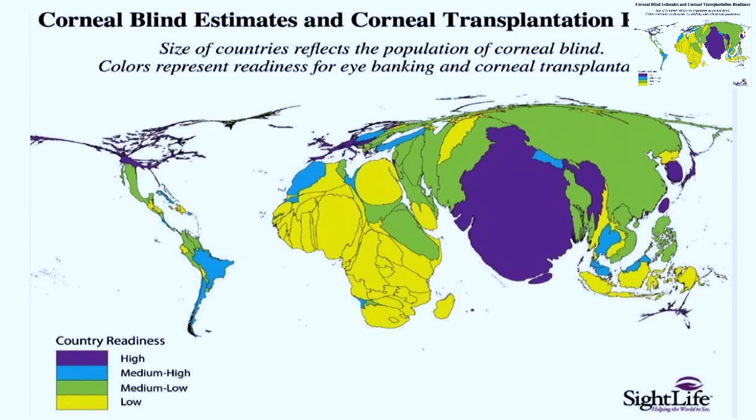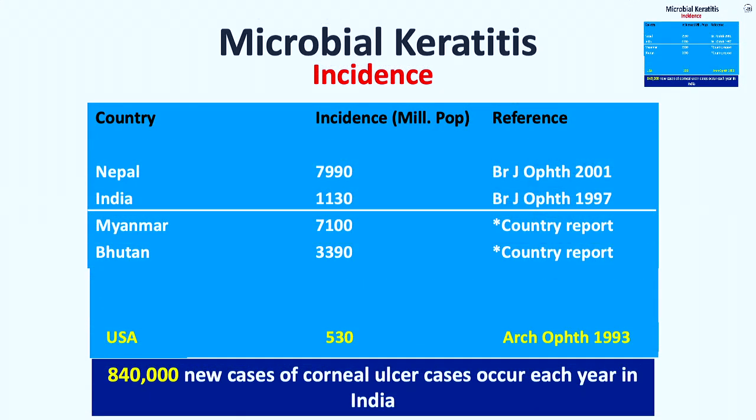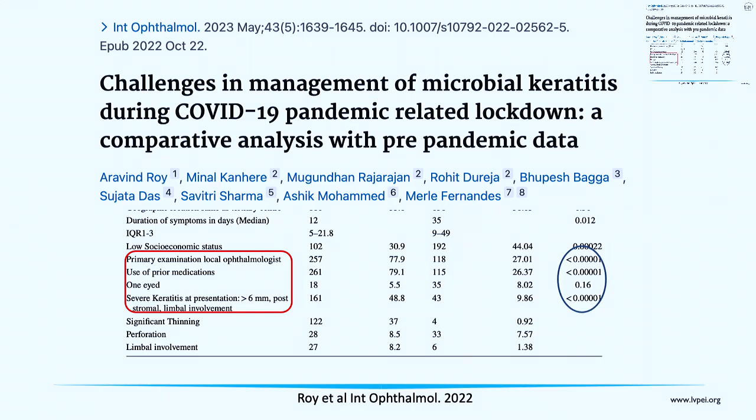Microbial keratitis is reaching epidemic proportions in the Southeast Asian nations, and this map shows where most of the corneal blind worldwide live. So again, not unexpectedly, most of them are in Southeast Asia and in Africa, especially sub-Saharan Africa. These are some of the statistics from the country reports, where India is still quite high, and about 840,000 new cases of corneal ulcers occur each year.